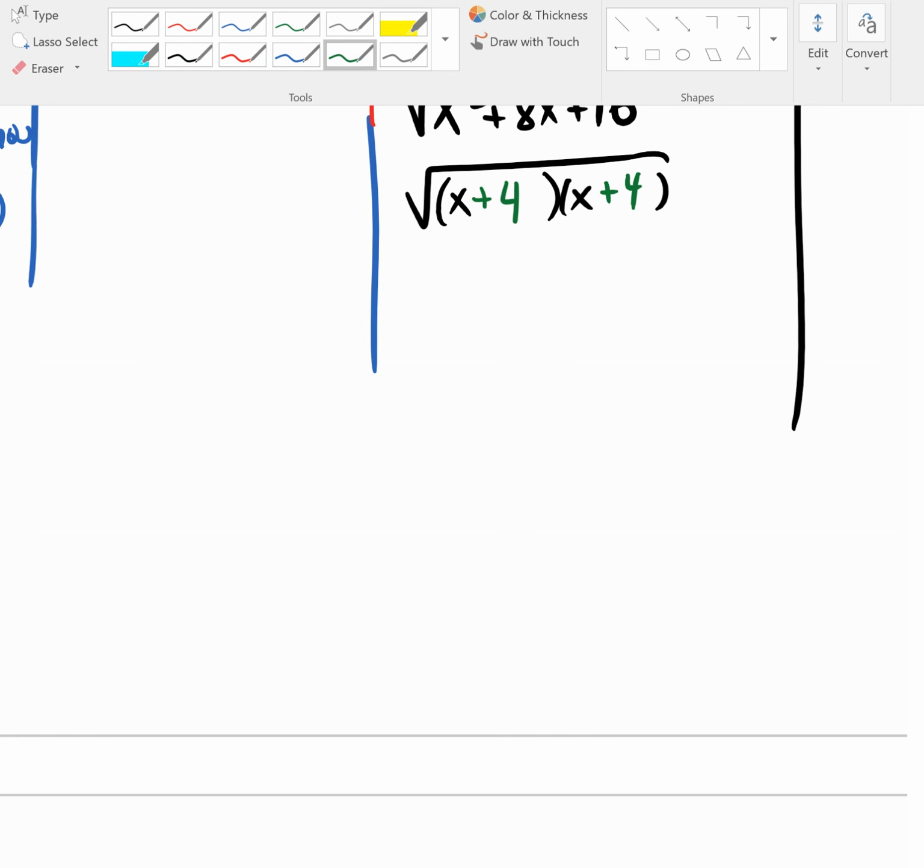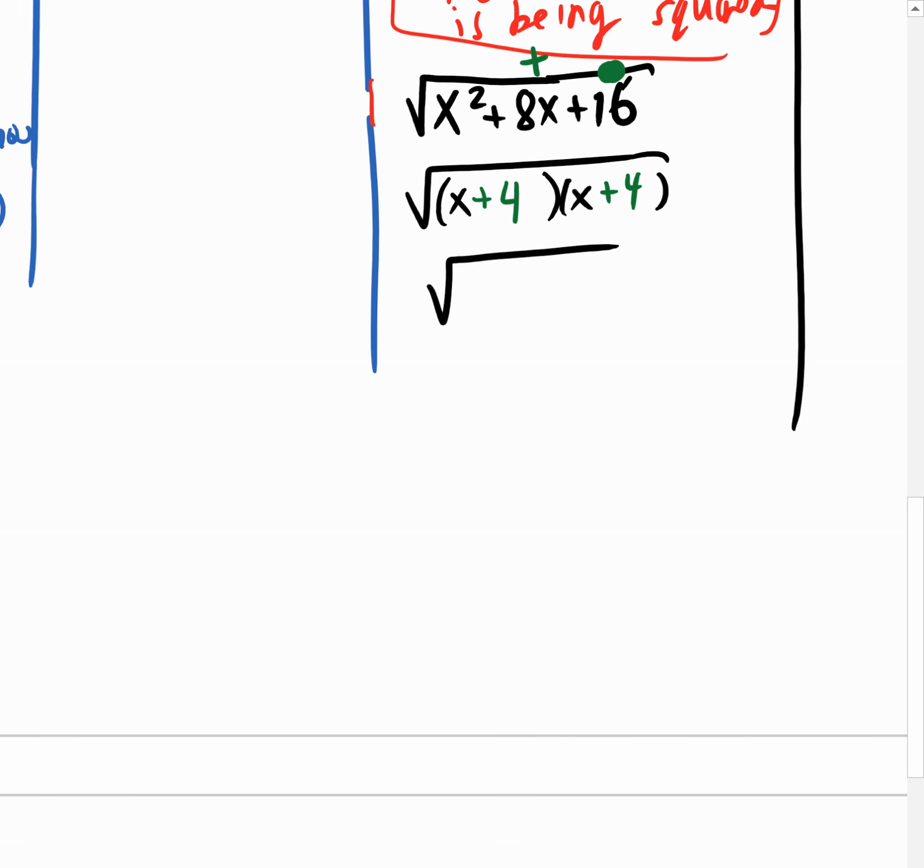And look at that, lo and behold, those are the same factors, so I'm able to write that as x plus 4 parentheses squared, right? If you have two of the same factor, now that square root and square can cancel. Yay, you guys! But of course, when they cancel, you're left with absolute values.